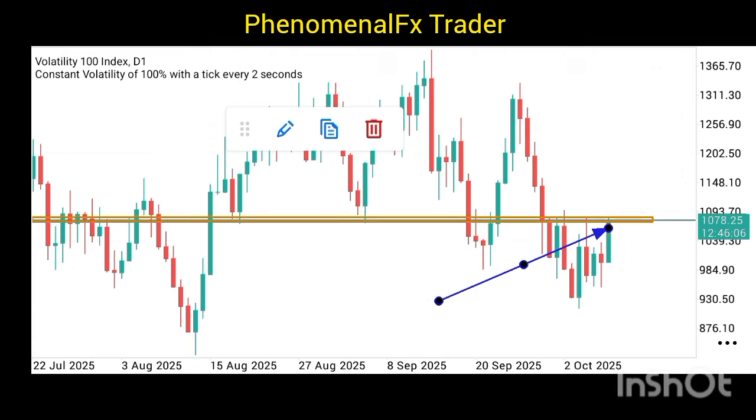One is the market can buy and close above this zone, or the market can sell and close below this zone. If the market closes below this zone on this daily time frame, there's a very high chance the market is going to sell massively by tomorrow. And also, if the market closes above this zone, there's a very high chance the market will continue buying.